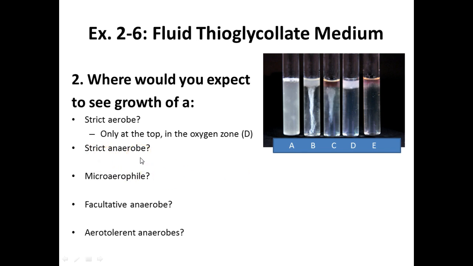Our strict anaerobe, so this means completely without oxygen, right? So which one is growing where there isn't oxygen? Where do you see turbidity or growth? Which one? A. A is growing at the top too. It's growing at the bottom too, right? C, do you see how the pink zone doesn't have any growth in it? That's the oxygen zone. And then this is the rest of the zone that's the non-oxygen. Do you see how there is growth there?